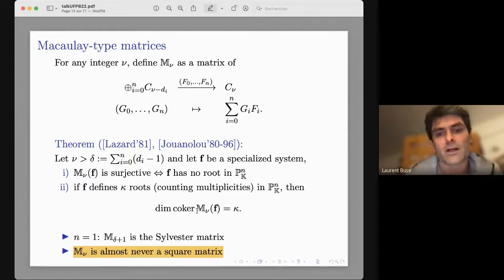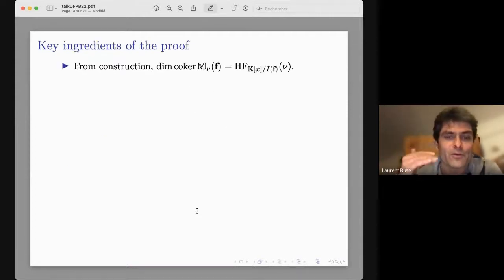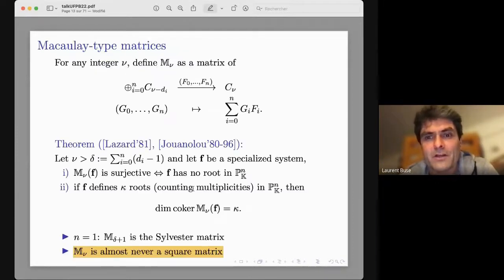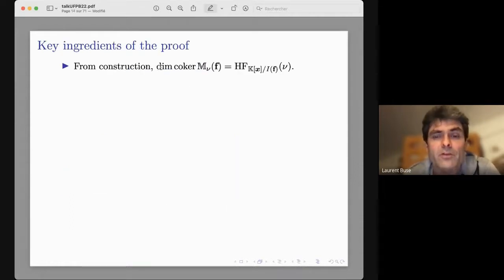So now I would like to give you some idea of the proof to explain why we need duality to prove this theorem. I will give the main steps of the proof. So the first thing is that from construction, let me come back here. So this is the map. So what is the co-kernel of this map? This is C mod I, so the polynomial ring mod the equations in degree nu. So the dimension of the co-kernel is the dimension of this space. So for any nu, what you know is that the dimension of the co-kernel of this matrix is the Hilbert function of this quotient ring, k[x] by I(f), in degree nu. This is almost by definition.